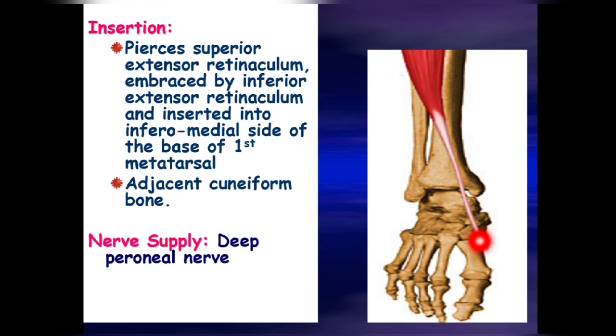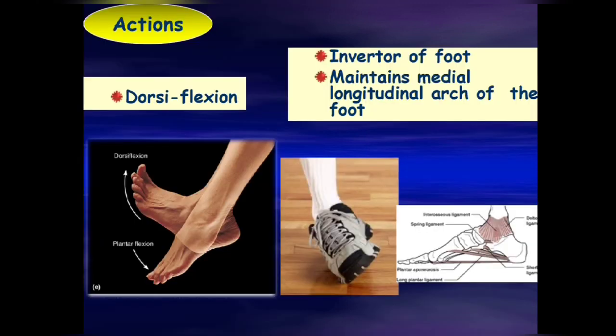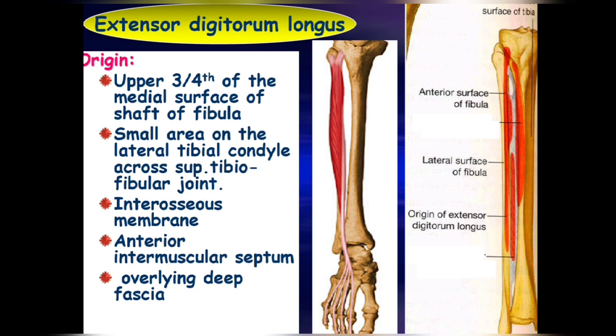It pierces the superior extensor retinaculum, is embraced by the inferior extensor retinaculum and is inserted into the inferomedial side of base of first metatarsal and adjacent cuneiform bone. Nerve supply of tibialis anterior is deep peroneal nerve. Actions: main action of tibialis anterior is dorsiflexion. It is an inverter of foot and it maintains the medial longitudinal arch of foot.